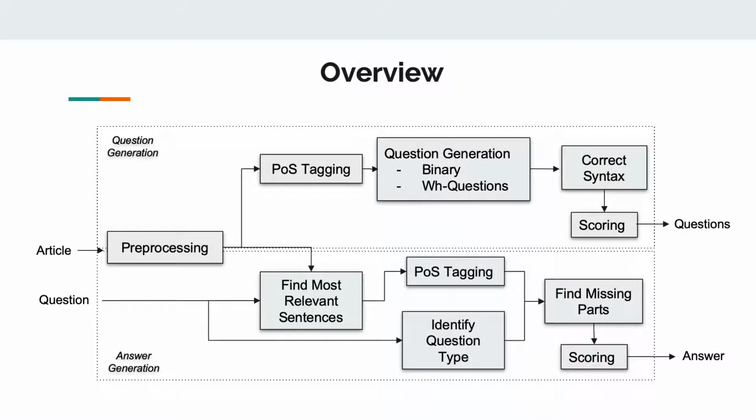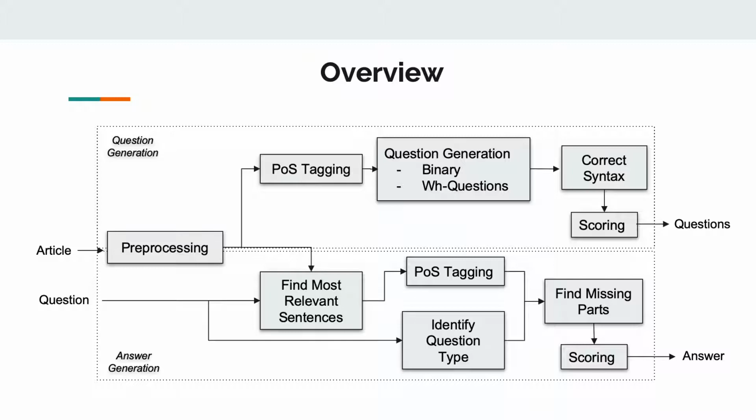I'll start by giving a quick overview of our question answering and question generation pipelines. For question generation, we will begin by pre-processing the text, followed by parts of speech tagging, and then generating two types of questions, binary and WH questions. Then we will move to correct the syntax, and finally score the questions.